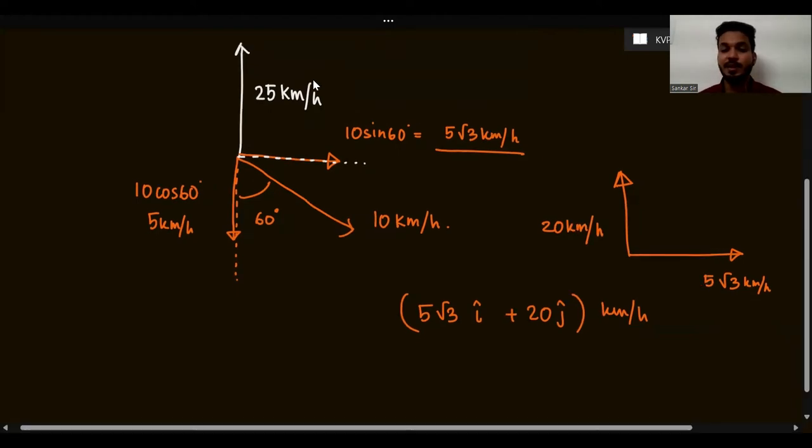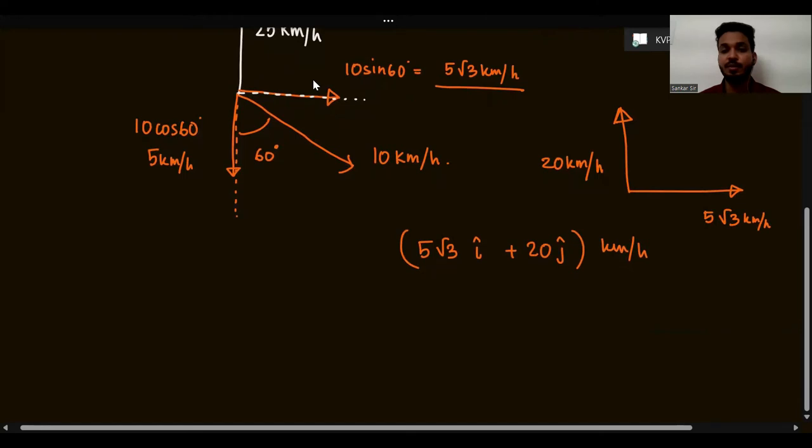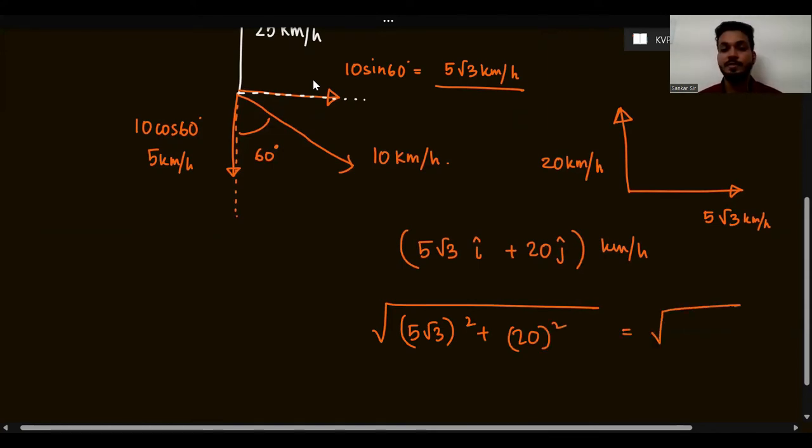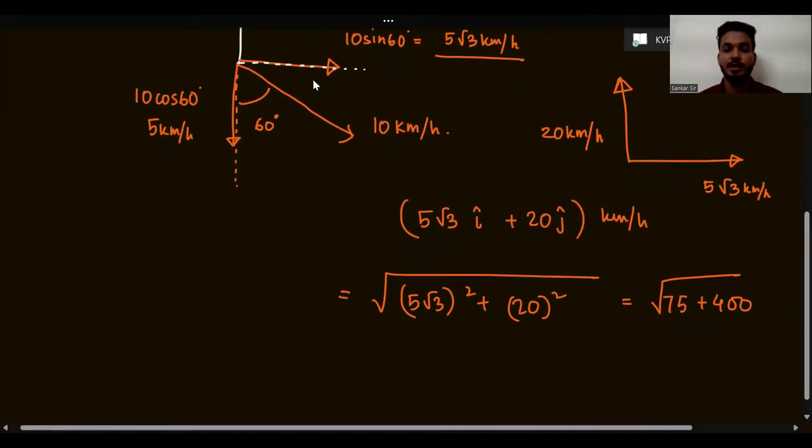Now they're asking, what is this magnitude? I already told you how to find the magnitude from the component form. Always just square. Okay, (5 root 3) square plus 20 square, and this will give you what? Under root of 5 square, 25 into 3, this is 75. This is 400. So under root of 475 is the answer we are looking for.